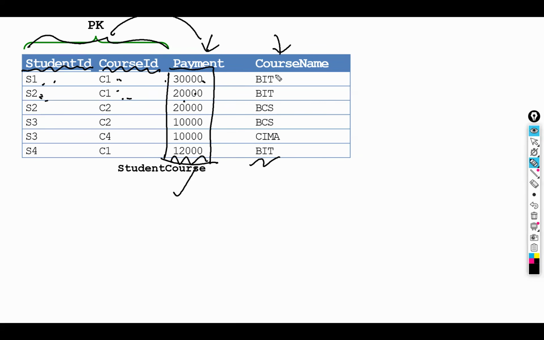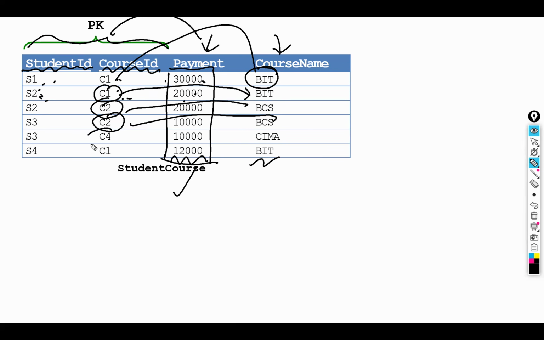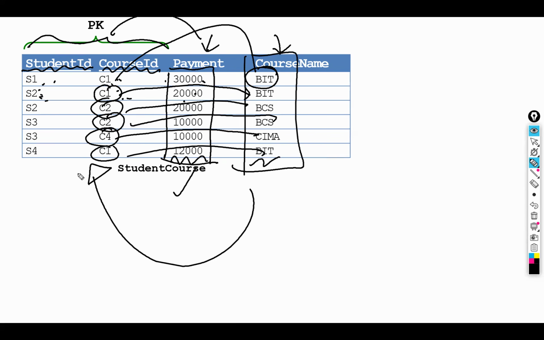What about course name? If course ID is course 1, course name is BIT. So now do I need to refer to the student ID? No. If course ID is course 2, course name is BCS. If course ID is course 4, it's SIMA. Course 1, it's BIT. So therefore, this field definitely depends on only course ID. It has no connection with student ID. So then why are you keeping it here? These fields must depend on the full primary key, not part of it.